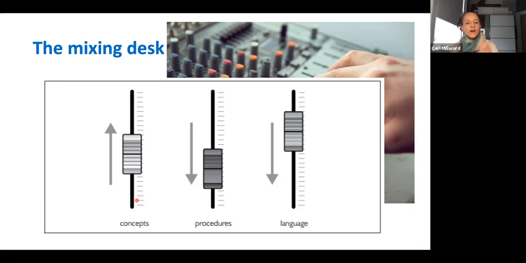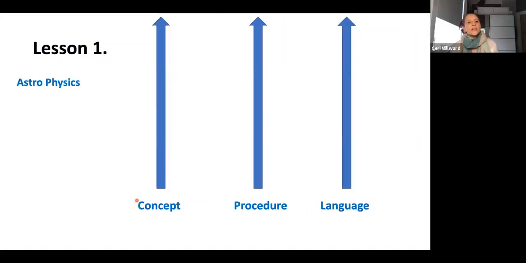So we can think of concept as one control where we can play with the volume, procedure as another control where we can play with the volume, and language as another control. And the idea is that we move them up and down depending on if one thing is difficult, we make the other thing easier. So let's look at 3 examples here. So 3 lessons. The first lesson, we're teaching astrophysics.